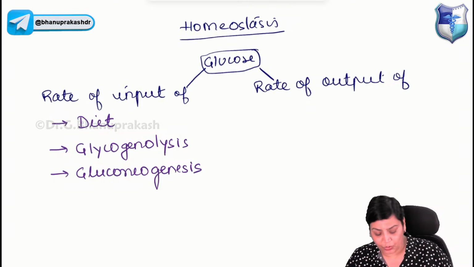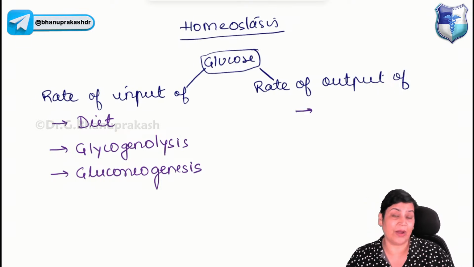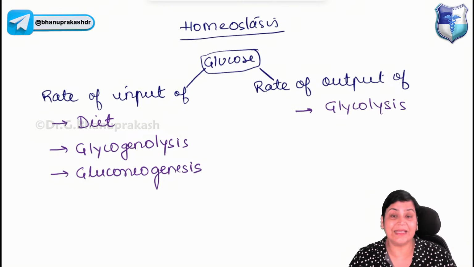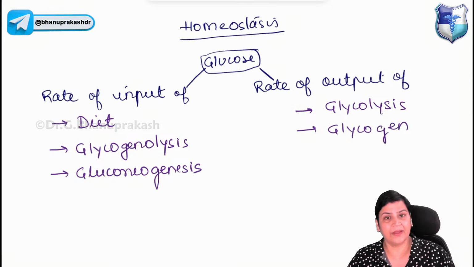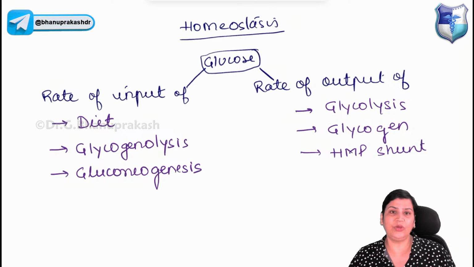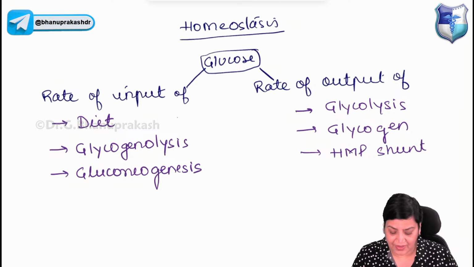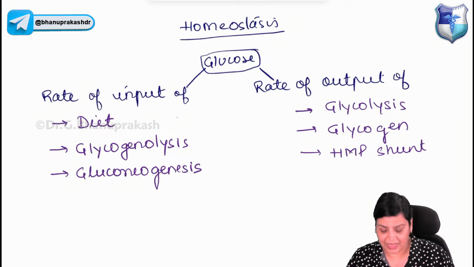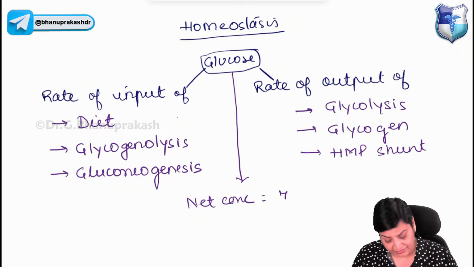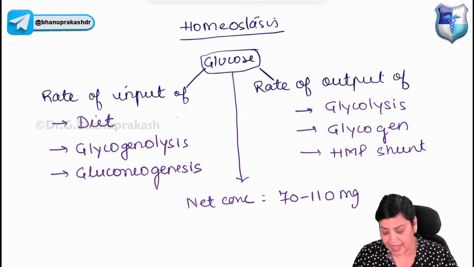The rate of output of glucose means that glucose is required to give energy to the body. So it is utilized by glycolysis. Glucose is degraded. Similarly, an excess amount of glucose will be stored to form glycogen. Glucose can also undergo the HMP shunt and the uronic acid pathway. When these factors become equivalent to the input factors, the net concentration of glucose should be between 70 to 110 milligram per dl.